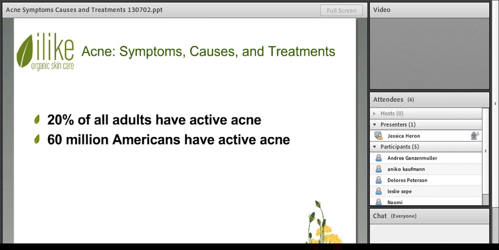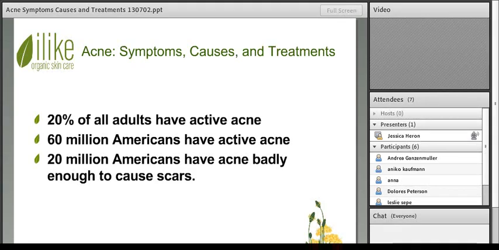All right, so I thought we'd just start off talking about some of the statistics out there today. 20% of all adults have active acne. Up to 20% of women actually develop mild acne. So 60 million Americans have active acne, which is quite a bit of people, which is a huge opportunity for you to be grabbing these types of clients and marketing to these types of clients in your business as well. 20 million Americans have acne badly enough to cause scarring.